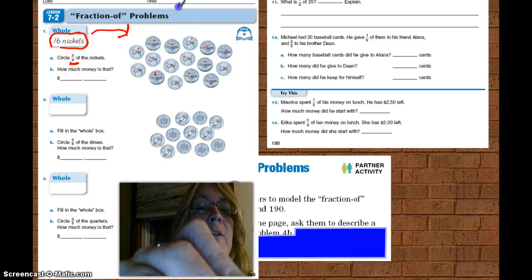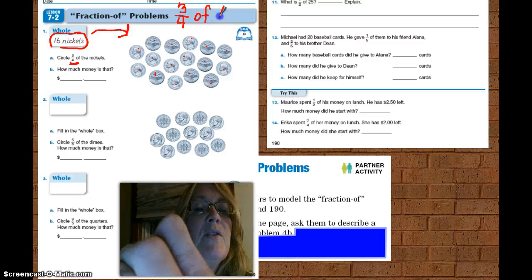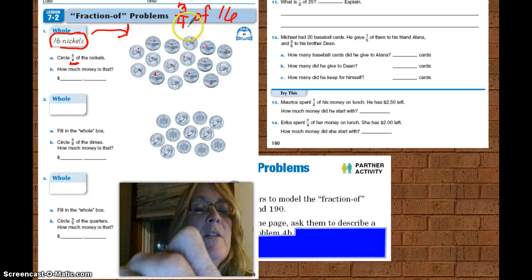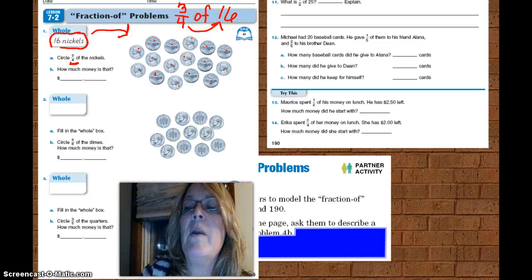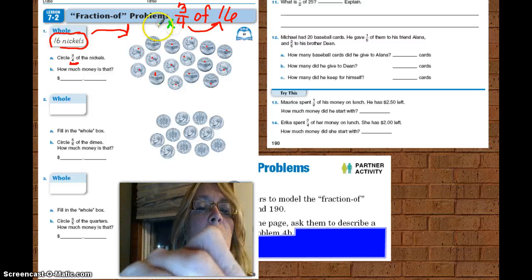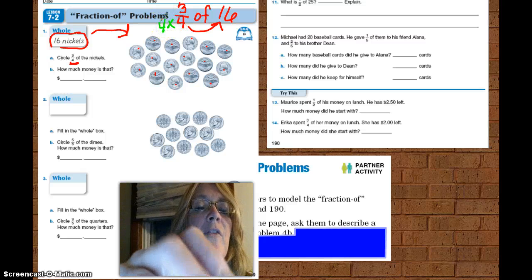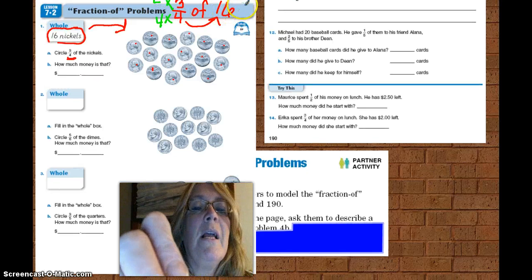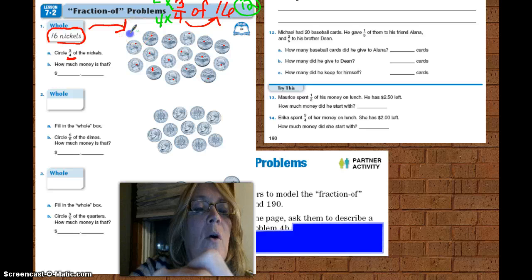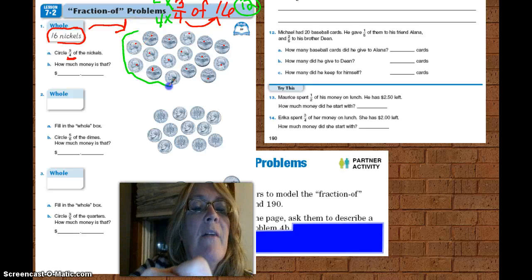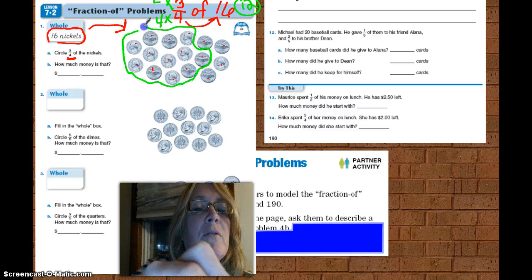Or you could write it as 3/4 of 16. Remember, the denominator goes with the 16. How did it become 16? We already said times 4. Whatever I do to the denominator, I do to the numerator. So 3 times 4 is going to be 12. So I would circle 12. 1, 2, 3, 4, 5, 6, 7, 8, 9, 10, 11, 12. I believe this will be 12.